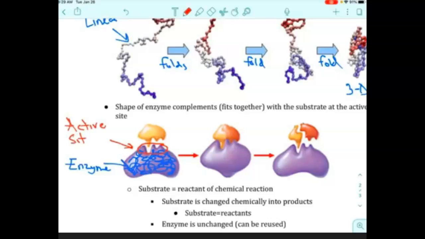The active site. It's a spot on the enzyme that complements the shape of another molecule. Okay, when I say complements, I mean fits together. Kind of like a hand fits in a glove, right? They're not the exact same shape. My hand is a different shape than my glove, but I can fit my hand into my glove, right? They complement each other. So they fit together at the active site. The molecule that is fitting together with that enzyme is called a substrate.